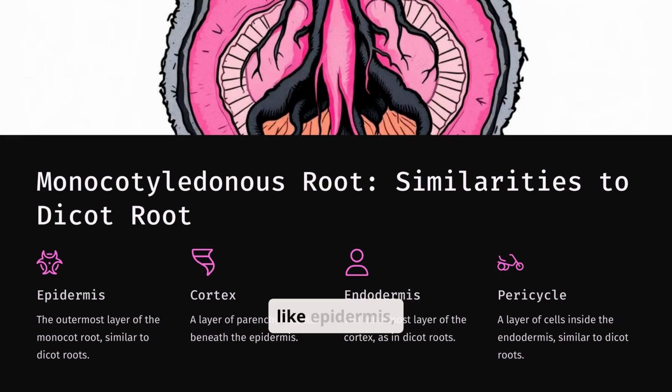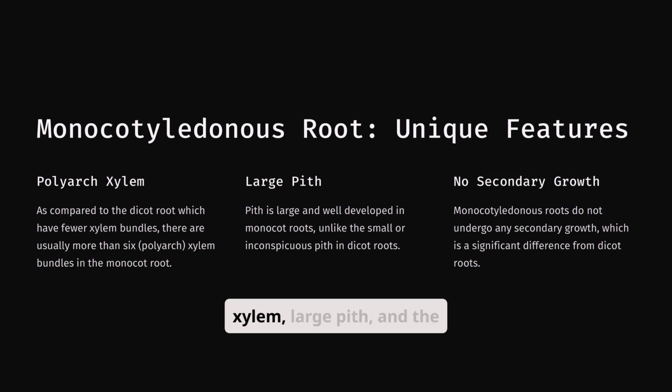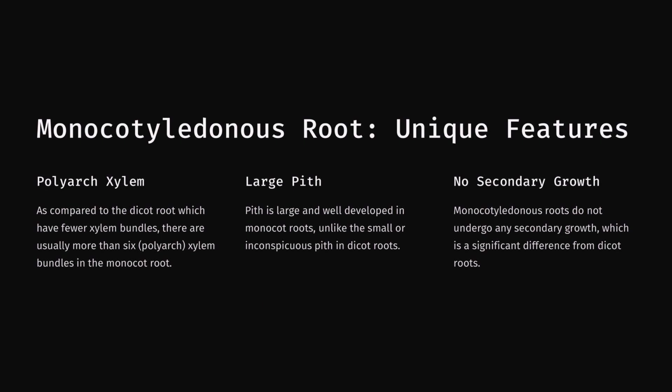Highlights shared features like epidermis, cortex, endodermis, and pericycle in both root types. Explains differences, such as polyarch xylem, large pith, and the absence of secondary growth in monocot roots.